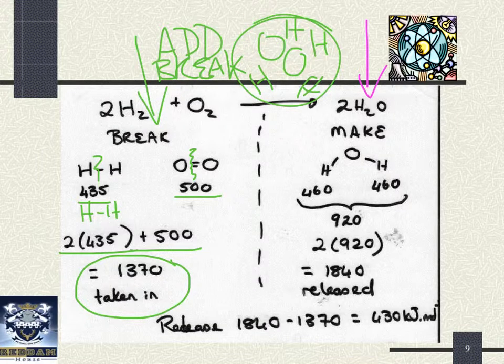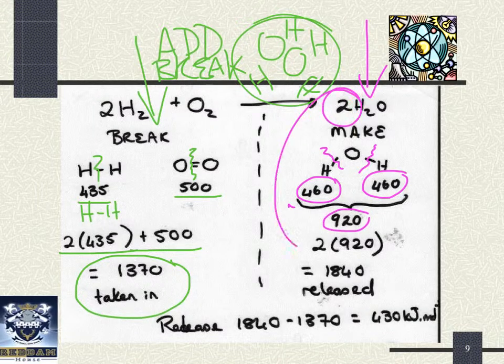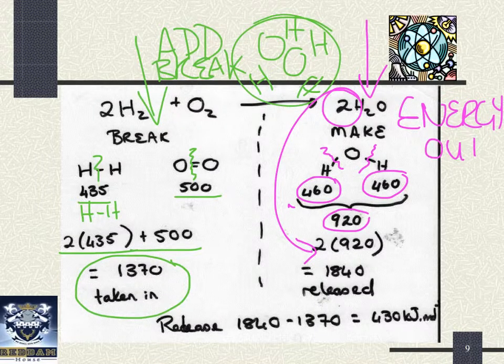To make water, I need to make an OH bond and an OH bond. They are 460 each. That's on the table. So in total, to make one water is 920. But I haven't got one water. I've got two waters. So I double that up, and I land up with a total of how much energy comes out when I make this. This is energy out when I make a bond. And therefore I can say I released 1,840.